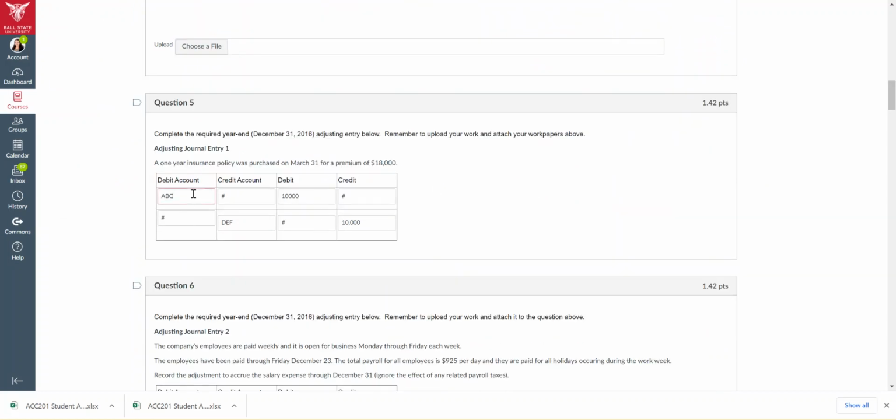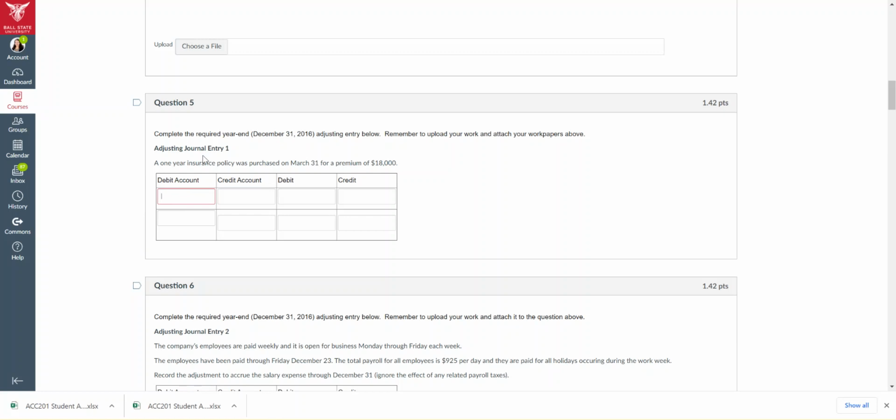And then we've also asked again that you use a very specific format for your journal entries so that the auto grading works and it gives us a quicker turnaround time. Notice on these adjusting journal entries, there's no date. These are adjusting journal entries. They happen at the end of the year. We all know when they happen. You don't need to date them for this part.